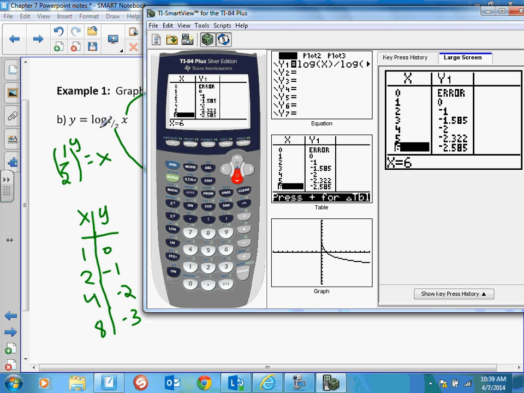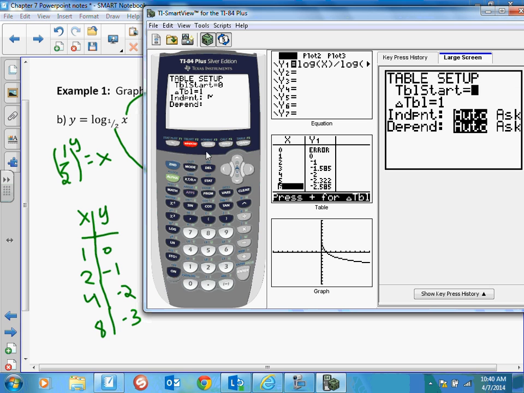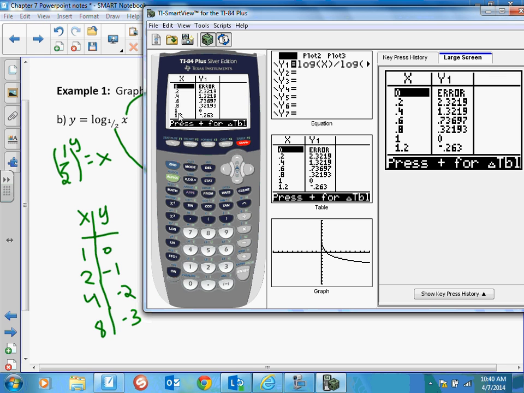At 0 it is an error because you can't take a log of 0. But if we change the table set, hit second table set, and change it to 0.2, and then hit second table, you notice that it doesn't end at just 1. You have 0.8, 0.6, 0.4, 0.2. Infinitely, as you get closer, you could go 1/32, or 0.005. Anything as it approaches 0 is going to be a value.